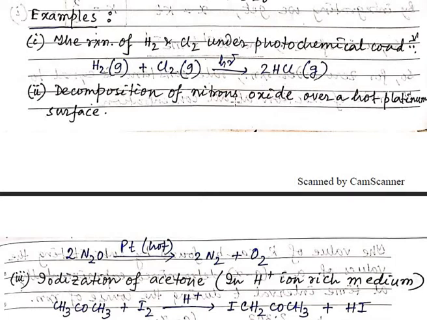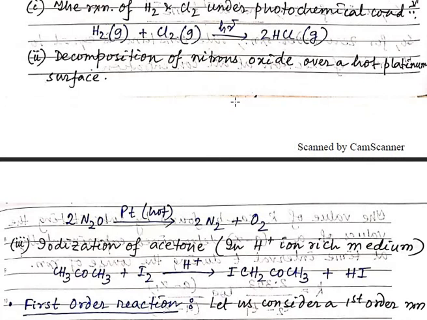Another example is the decomposition of nitrous oxide over a hot platinum surface. Decomposition of nitrous oxide, N2O, over hot platinum will give 2N2 plus O2. So the decomposition of nitrous oxide over a hot platinum surface is also an example of a zero order reaction.